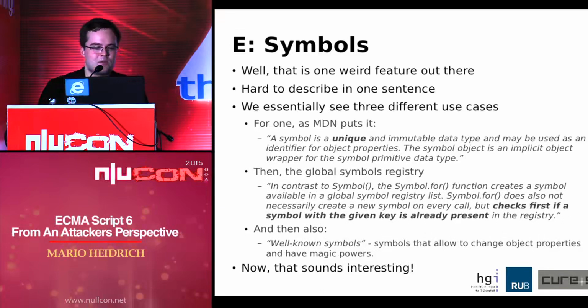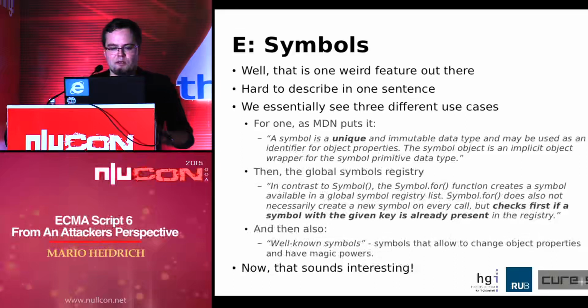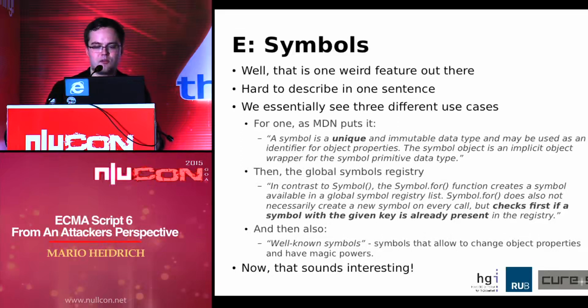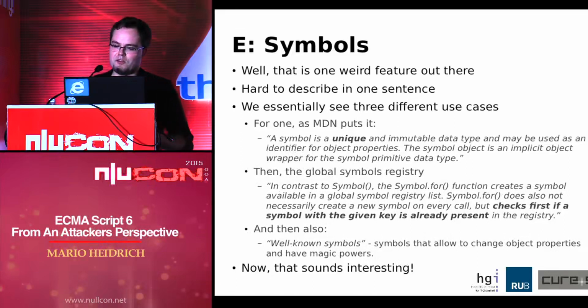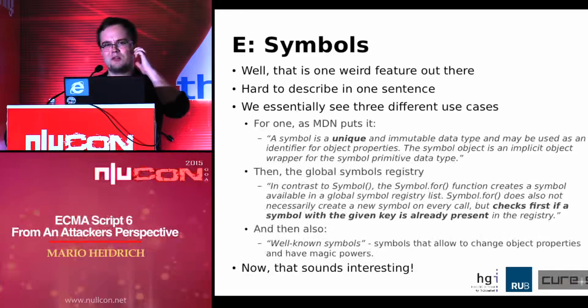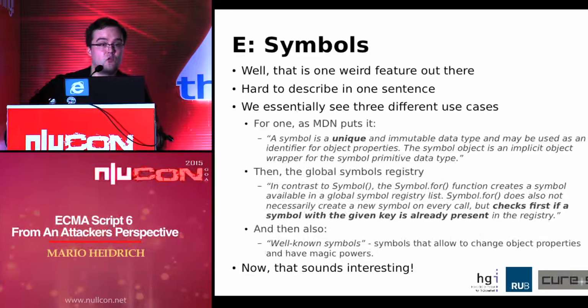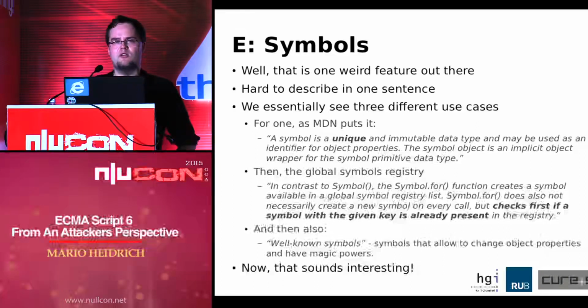Well, maybe not. Another sentence to explain this would be, in contrast to Symbol, the Symbol.for function creates a symbol available in a global symbol registry list. Symbol.for does also not necessarily create a new symbol on every call, but checks first if a symbol with a given key is already present in the registry. Like, all right, what are symbols? I don't get it. And there are also well-known symbols, which are special symbols. You could say well-known symbols can allow you to change object properties and have magic powers. And that is indeed the fact, they do have magic powers.